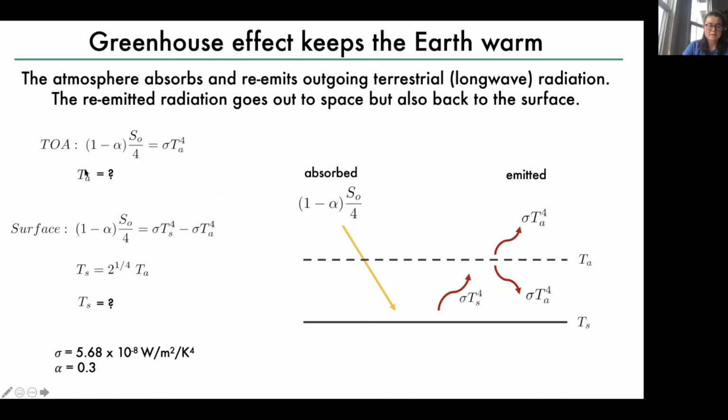Okay, so the temperature for the atmosphere that I get is 255, and the temperature that I get for the surface is 303. So that's good, we've warmed up. However, the bad news is that we've warmed up a little bit too much. So we're still doing something a little bit wrong. The 303 degrees Kelvin is like 30 degrees Celsius, and that's definitely hotter than the global average temperature of the Earth.